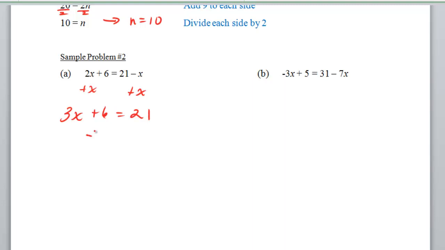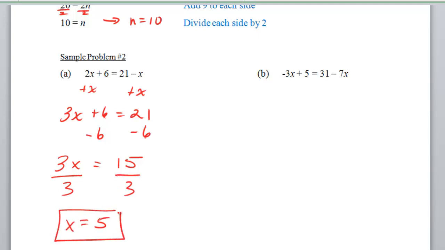So now we're going to subtract 6 from both sides. So after I subtract 6 from both sides, I'm going to be left with 3x equals 15. Then I simply need to divide both sides by 3, and x is equal to 5. Okay, very good. So let's move over to part B. Again, I'm going to choose to add 7x to both sides. In that process, that's going to give me a positive 4x on the left side instead of having to deal with a negative. So that's a convenience to have there.